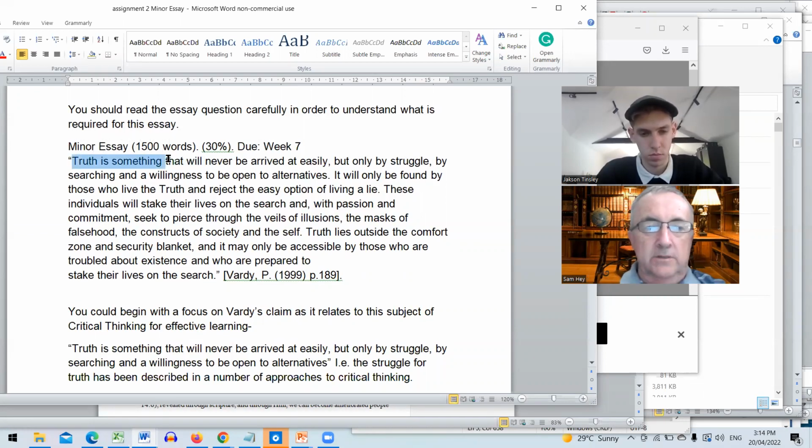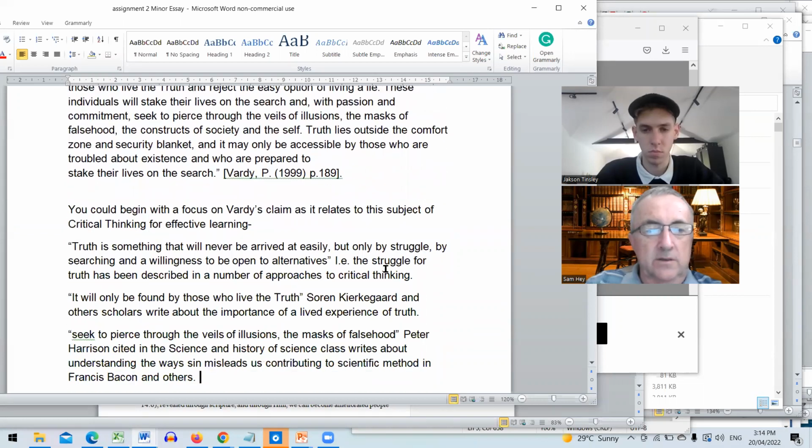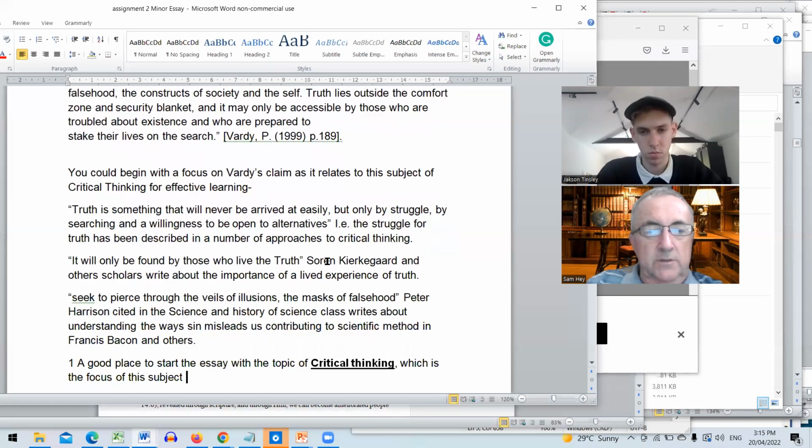But you could quote, "Truth can't be arrived at easily," or you could quote one of these other aspects of his quote. You could focus on Vardy's claim that relates to the subject of critical thinking. That is, truth is not only not arrived at easily, but by a struggle. And you could talk about the struggle for searching, being open to alternatives. I think that's quite important.